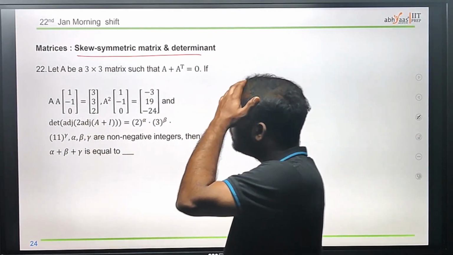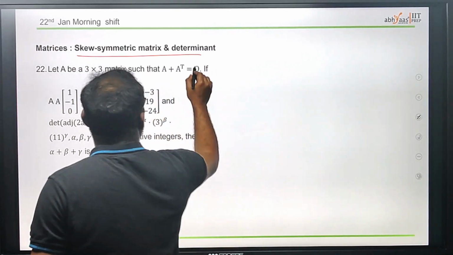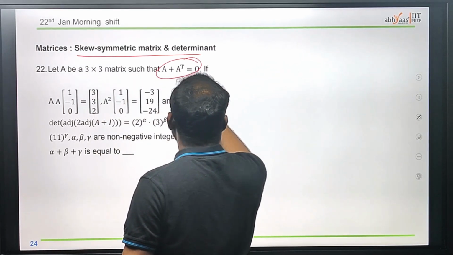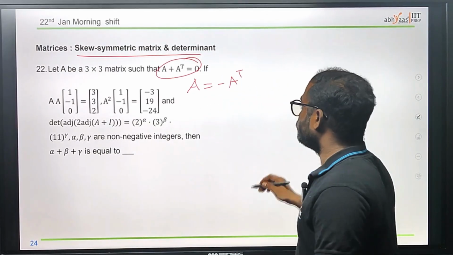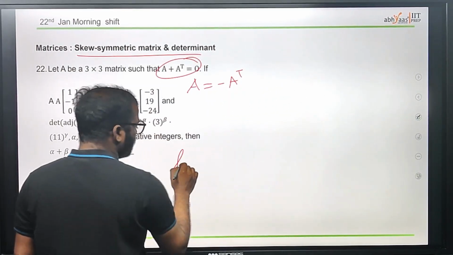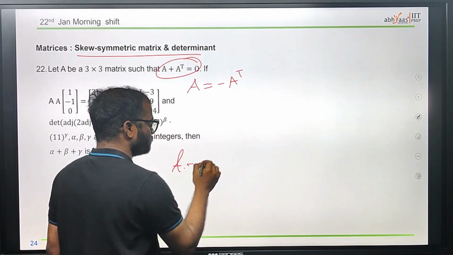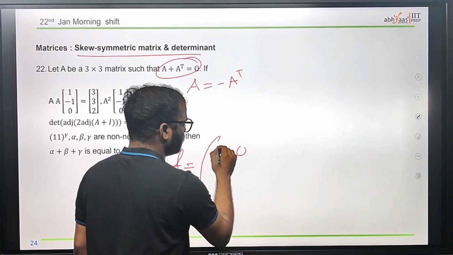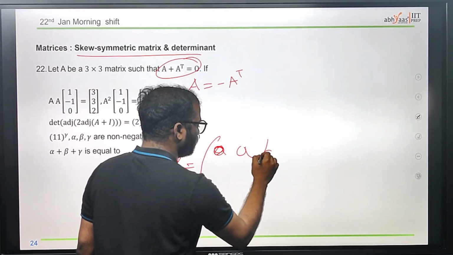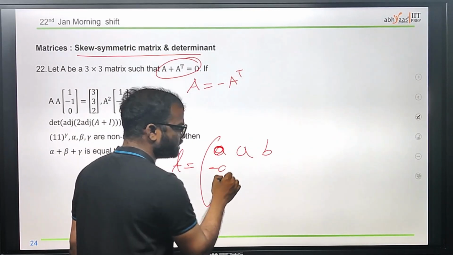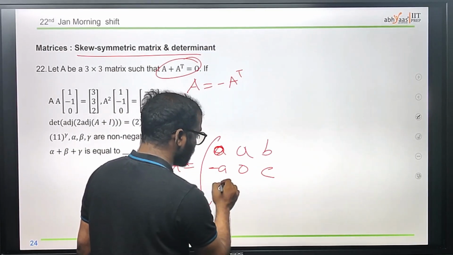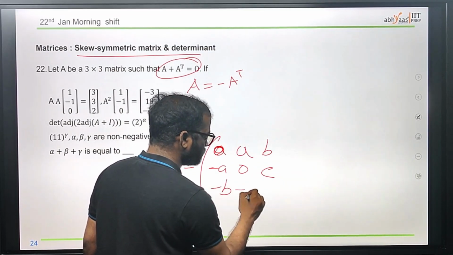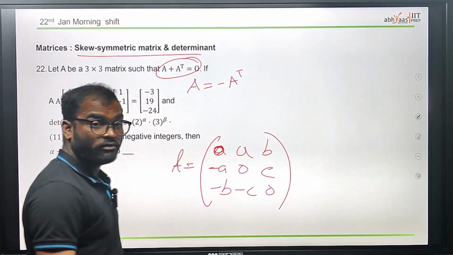Now we have another question, which is on the basis of skew symmetric matrix. If we see here, first we need to check. They have given A plus A transpose, that means A equals minus A transpose, which is nothing but skew symmetry. We need to find A. Let us assume A as 0, a, b, and since it is skew symmetric, take minus a, 0, c, and here it becomes minus b, minus c and 0. This is the A we have to choose.